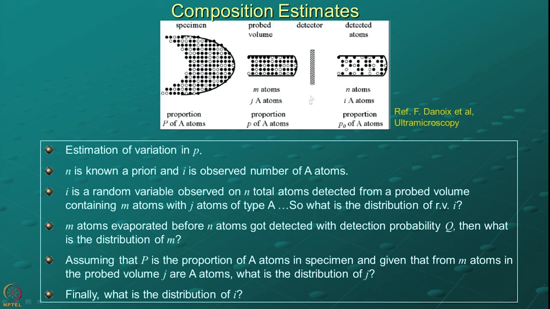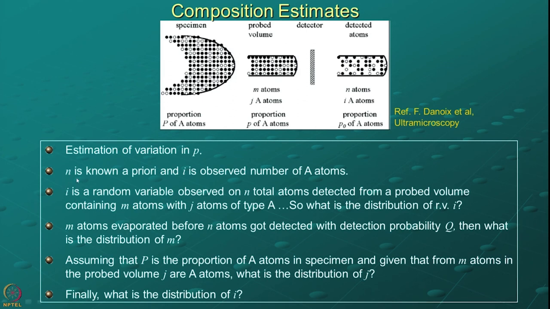Now, what really comes through the detector is that you see only detected atoms, in which you see small n number of total atoms, of which I is the A type of atoms, and then you only know the proportion P0 of atoms A which comes out in the detected atoms. And this paper actually describes how to estimate the variation in this P value. This P0 is the best estimator for your capital P here. And these are the questions that you have; if you answer them, you have all the knowledge that you need in this particular area, for the discrete distributions.